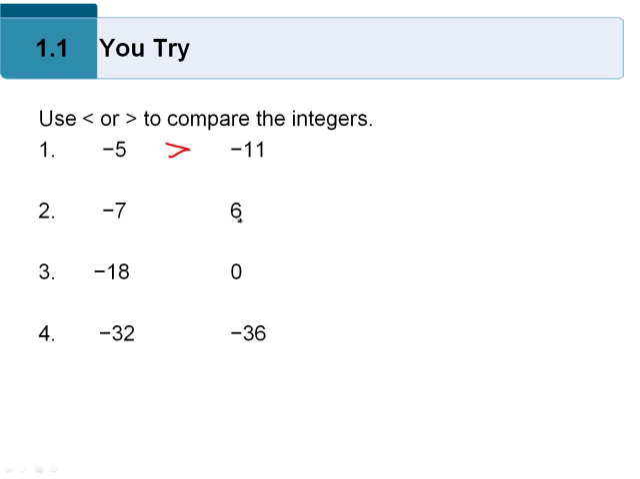-7 and -6, well, negative versus a positive. Negative is always smaller, so that's going to be less than. Same thing with number 3. All negative numbers are always less than 0. So -18 is less than 0. And -32 and -36. -32 is going to be to the right of -36, so it's going to be greater than. So hopefully you did okay on those.